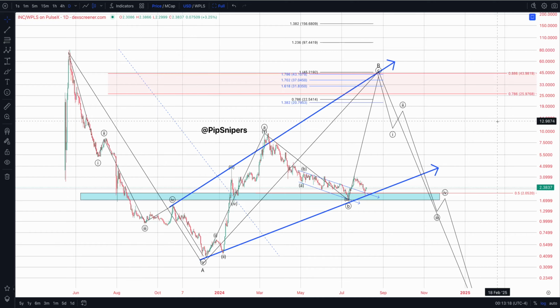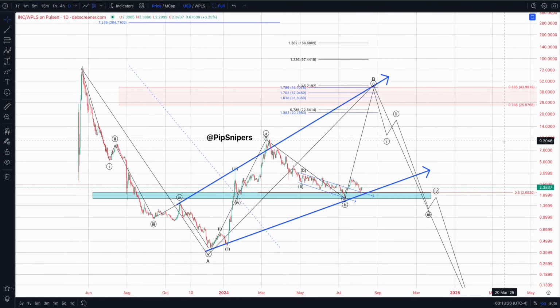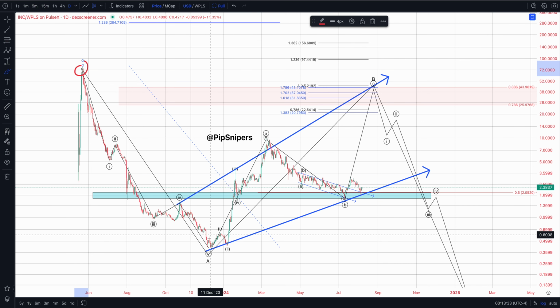Okay, so same region as my last chart, $25 to $43. That would be the 78.6 to 88.6% fib found by taking a fib from our May high down to our December low. So in this region over here, be very cautious because we may turn down from here.